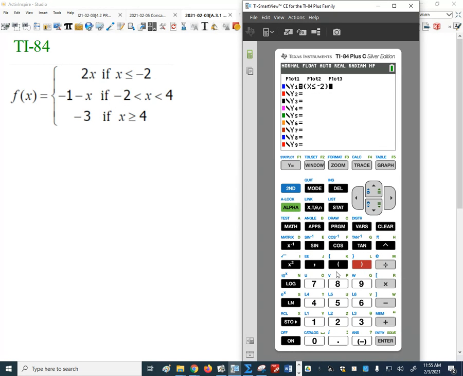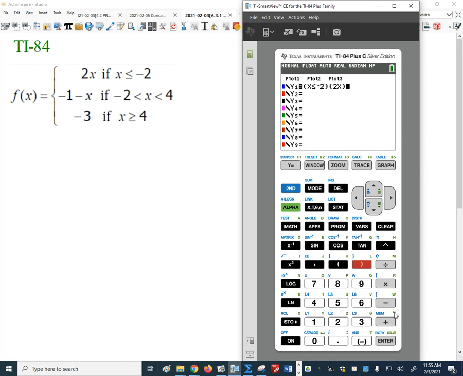And then right next to that, so it almost looks like you're multiplying them. You're not really multiplying them, though. In parentheses, you're going to put the function. What's the rule? Well, the rule is 2x. Okay, there it is. So there's the first piece of my piecewise function.